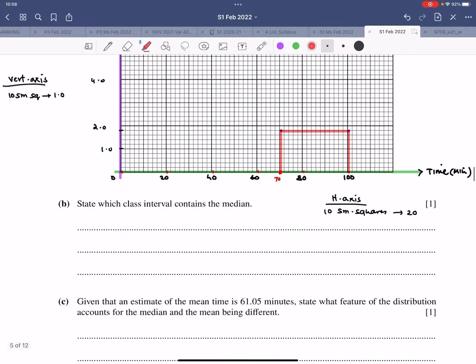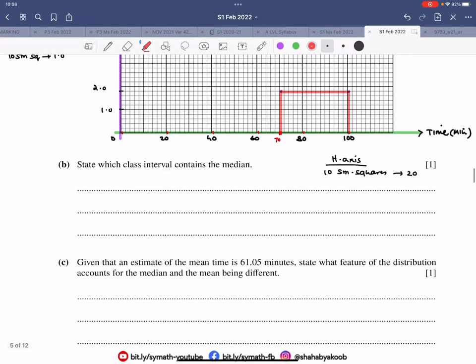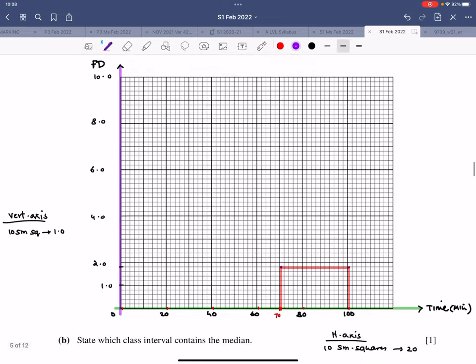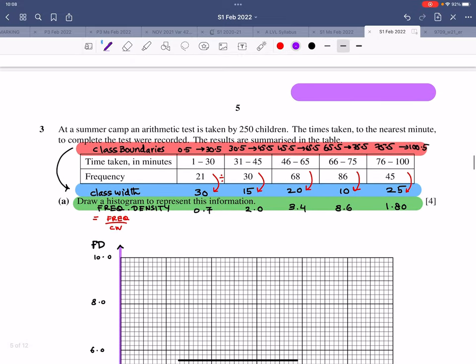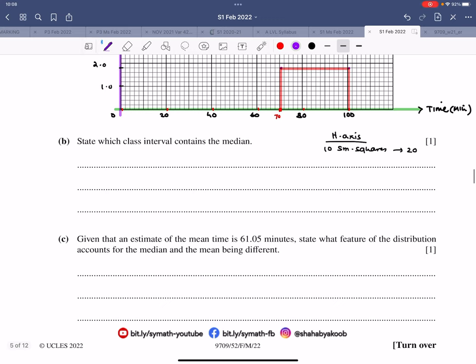Now, which interval contains the median? This is one question that has been asked a lot recently. There are 250 children. So 250 divided by 2 is 125. That means the interval containing the 125th or the 126th value contains the median.